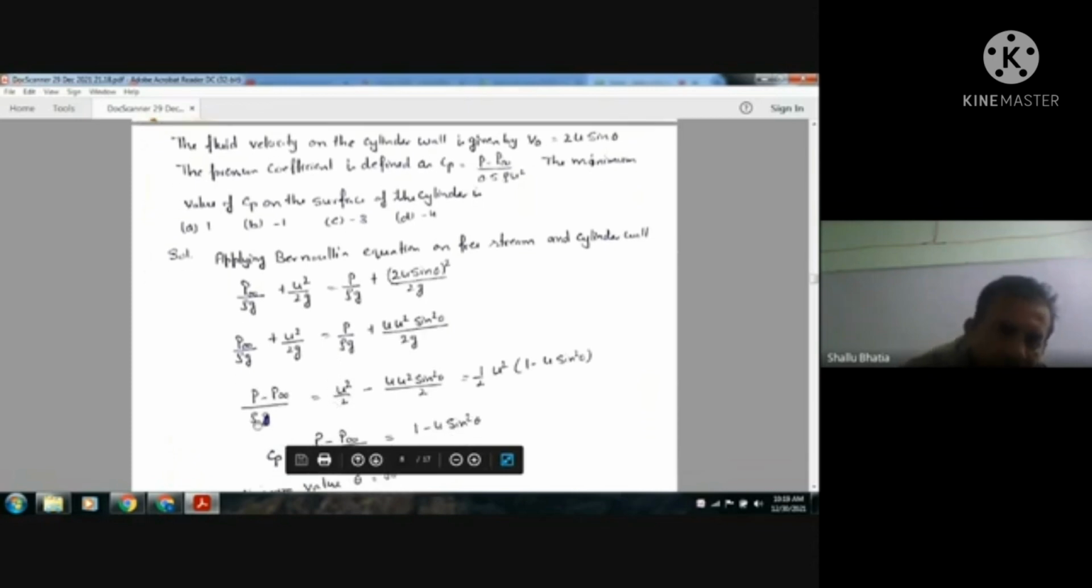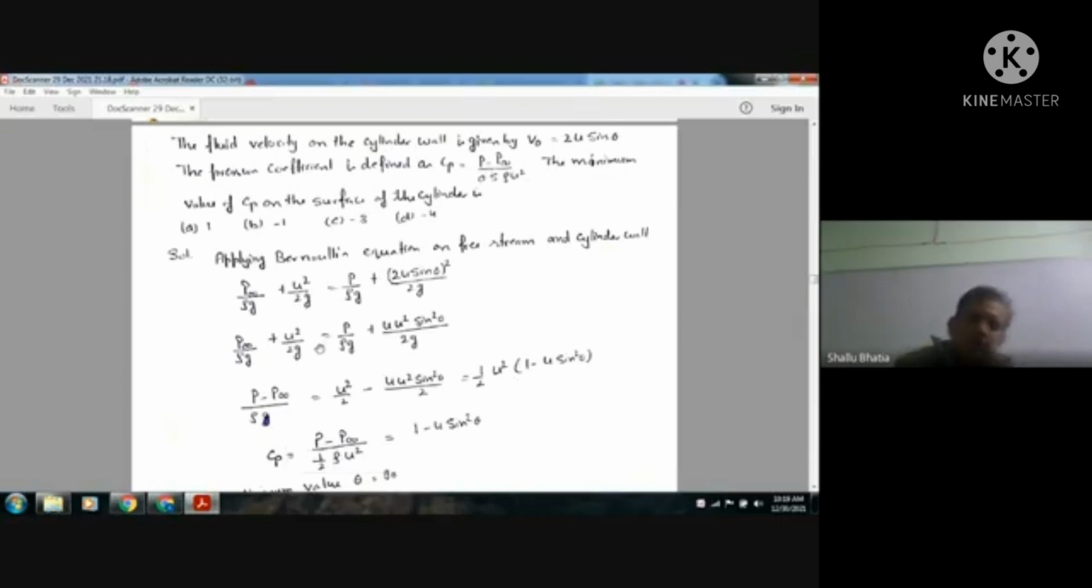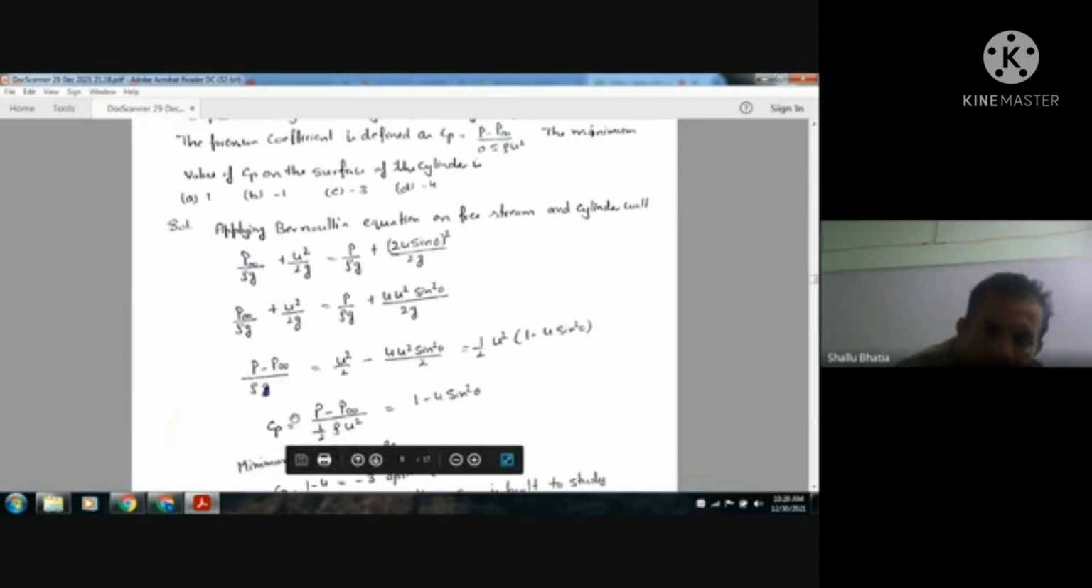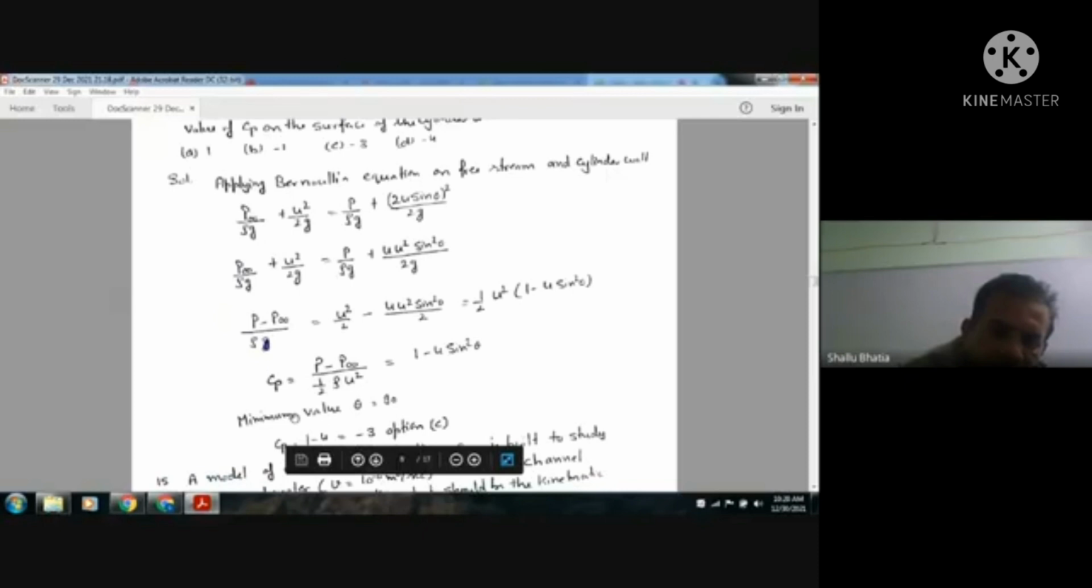Solving this, we can get P minus P infinity equals 1 by 2 rho u square into (1 minus 4 sin square theta). Now you have to calculate Cp. Cp is given as (P minus P infinity) by 0.5 rho u square. We have calculated the numerator, and dividing by 1 by 2 rho u square we get Cp equals 1 minus 4 sin square theta.